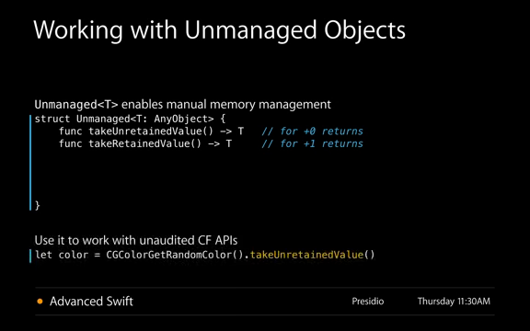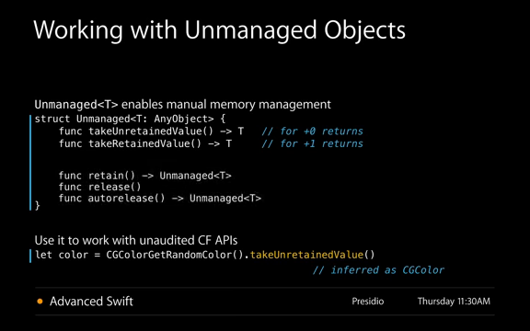Now, when we call our CGColorGetRandomColor, we want to immediately use one of these two functions. So we know that getRandomColor returns at +0, so we're going to do a takeUnretainedValue of it. Now, the reason to do this immediately after the call is this gets us a CGColor, which gets us right back into automatically managing memory for you. So the window in which you have to do something with manual memory management is tiny. It's just this one little line of code where you establish what the convention is for getRandomColor.